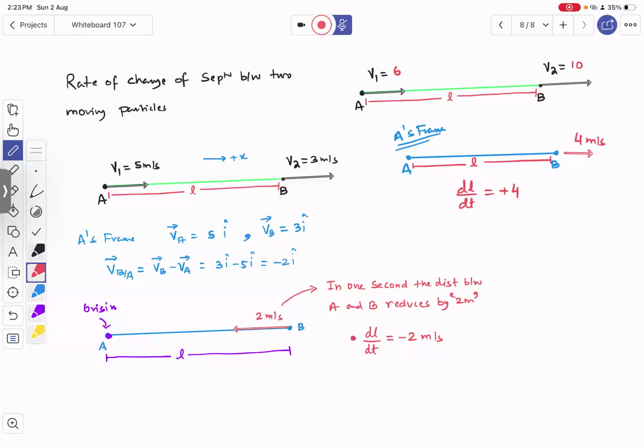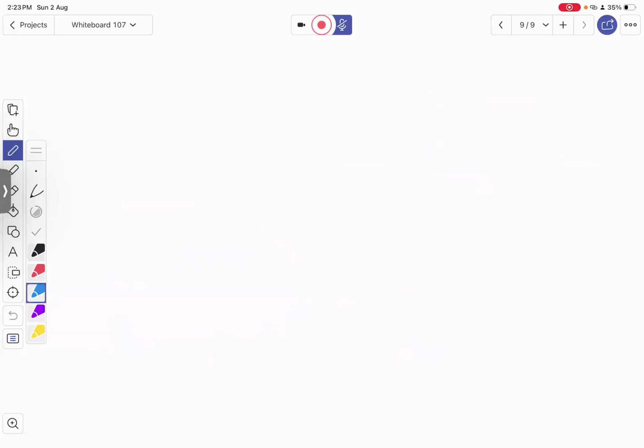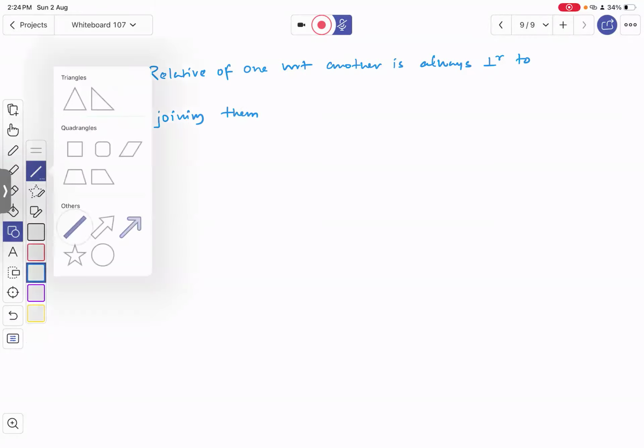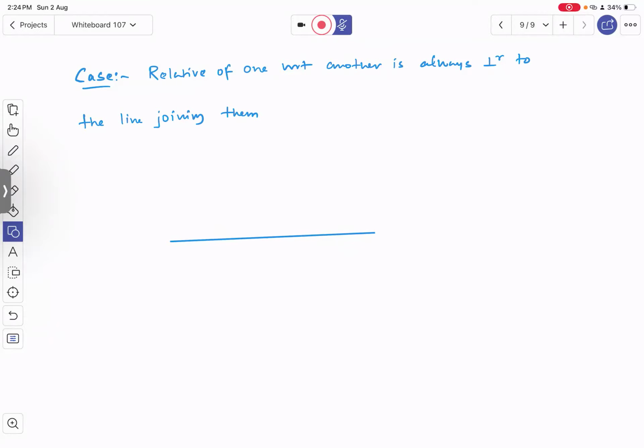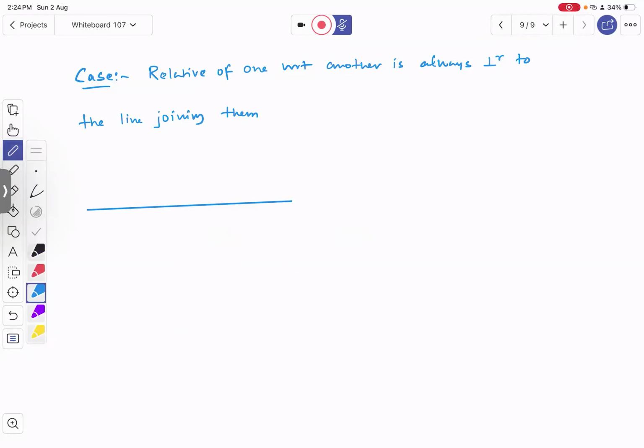Okay, I will take a new page. In case anyone wants me to stay on this page longer, tell me, or else I'll take a new page. Now, suppose I have a case when the relative velocity of one with respect to another is always perpendicular to the line joining them. So maybe I'll take some numerical example to make my point, to show you what I'm really talking about.